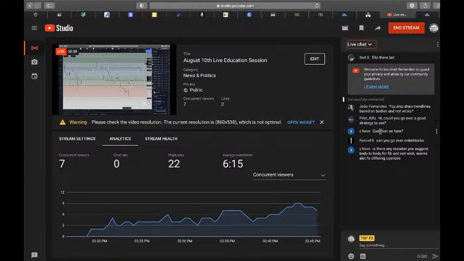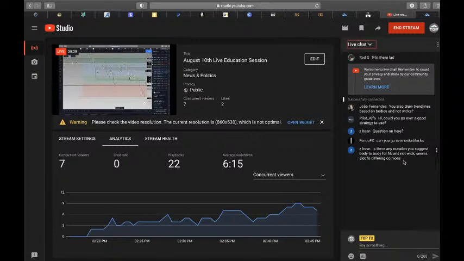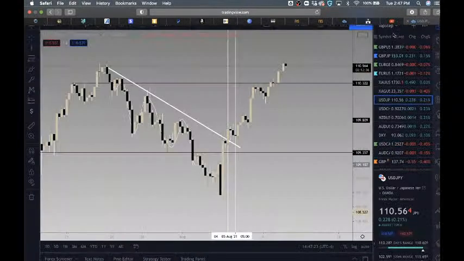Could you go over a good strategy to use? And yes, ask the questions here. Is there any reason you suggest body to body for fib and not wick? Seems a lot for differing opinions. Sorry, I don't know which question to answer first. I'm going to go with you, Pilot Alpha, because this is going to be a simple one.